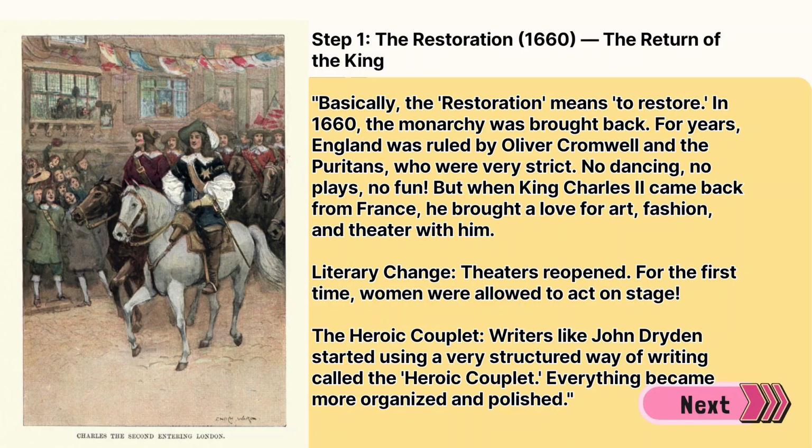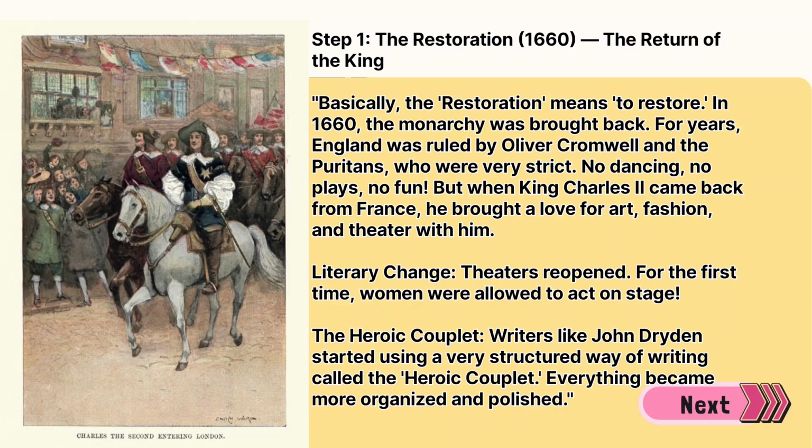The Restoration 1660s, the Return of the King. Basically, the restoration means to restore. In 1660s, the monarchy was brought back. For years, England was ruled by Oliver Cromwell and the Puritans, who were very strict. No dancing, no plays, no fun. But when King Charles II came back from France, he brought a love for art, fashion, and theatre with him.